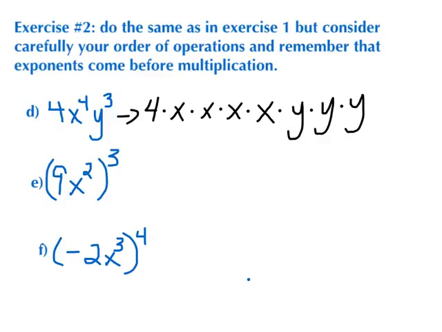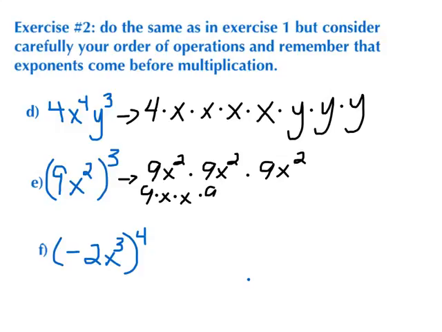Now I would like to take a look at E. I'm going to write this out the long way, and I'm going to see if you can think of the shortcut and what is really happening. So I'm going to say 9x squared, I want to see that 3 times. So 9x squared times 9x squared times 9x squared. And if I want to continue writing that out as an extended product, I would say 9 times x times x times 9 times x times x times 9 times x times x.